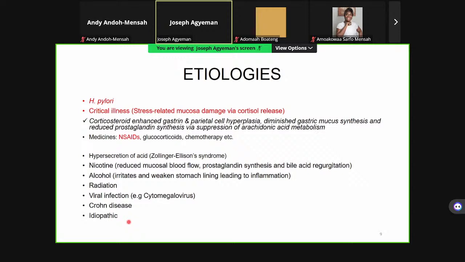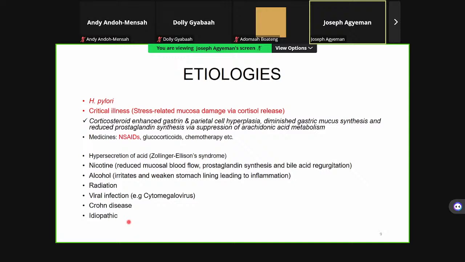You don't know what is causing it. It's not Zollinger-Ellison. It's not cigarette. It's not alcohol. It's not radiation. It's not Crohn's disease. You are confused. Yet the ulcer is there. All these you can't find, but the ulcer is there. In that case, you have become an idiot. Why is it that there is a problem, but you can't find the cause? Then you term it as idiopathic peptic ulcer.